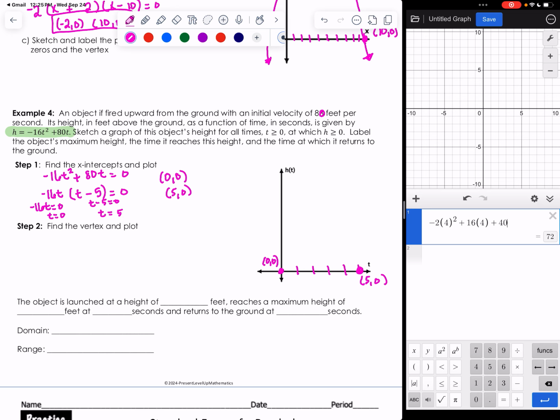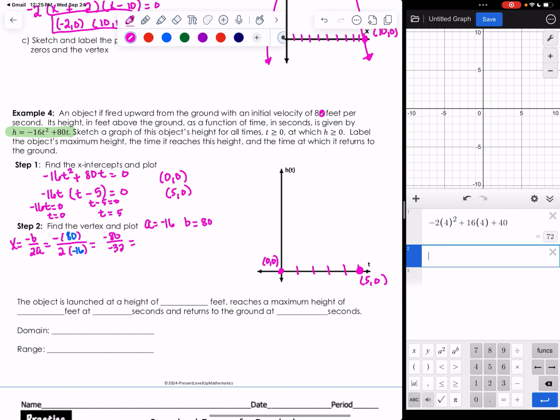All right, next thing they want us to do is to find the vertex. So to find the vertex, we need to know that in this problem, the a value is -16 and the b value is +80. So if we use this formula for the x value, opposite b over 2 times a, we get opposite parenthesis over 2 parenthesis, plug in 80 for the b and -16 for the a. So this would be -80 over -32. Now let's see what that simplifies to.